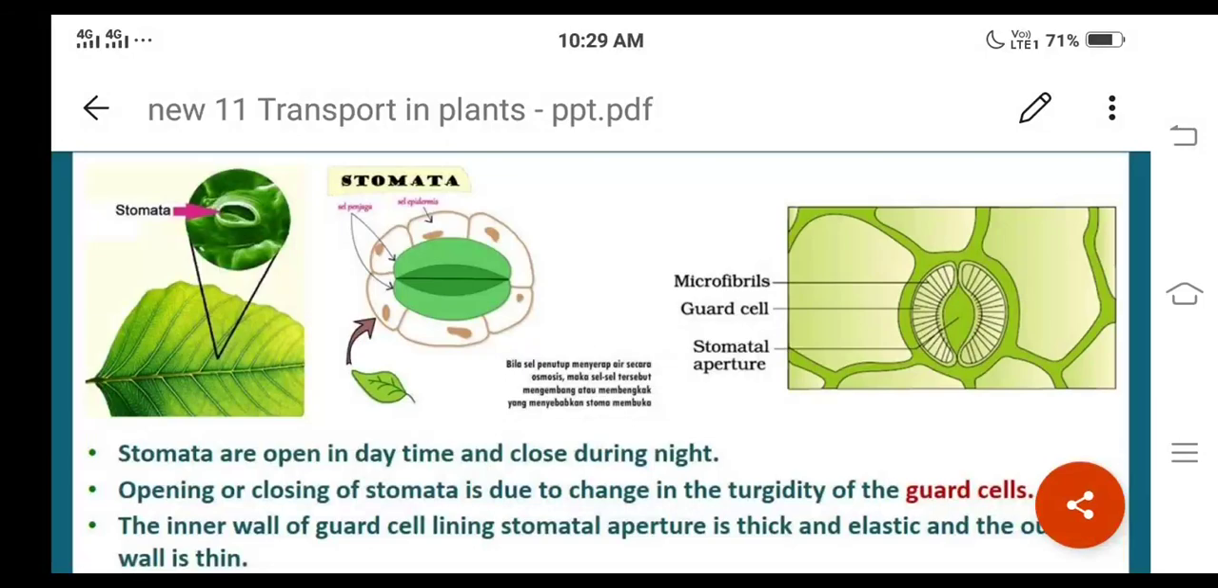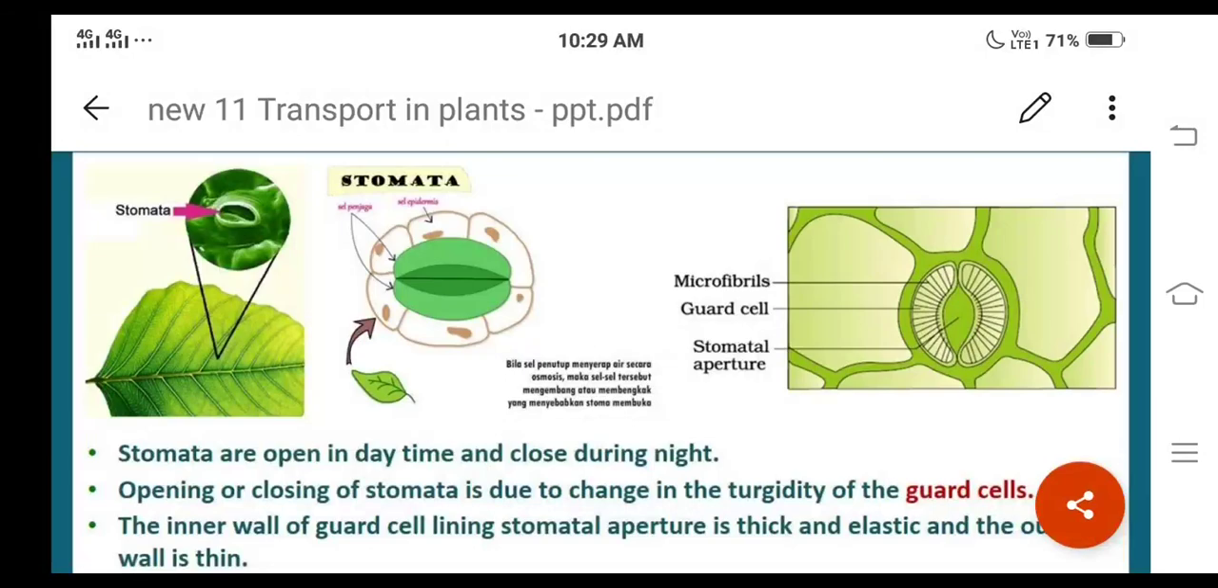When the guard cells are turgid, then the stoma will open, right? And when the turgidity is lost in the guard cells, then the stoma will close. Here what we have mentioned is that opening or closing of stomata is due to change in the turgidity of the guard cells. The inner wall of the guard cell lining the stomatal aperture is thick and elastic, and the outer wall is thin.